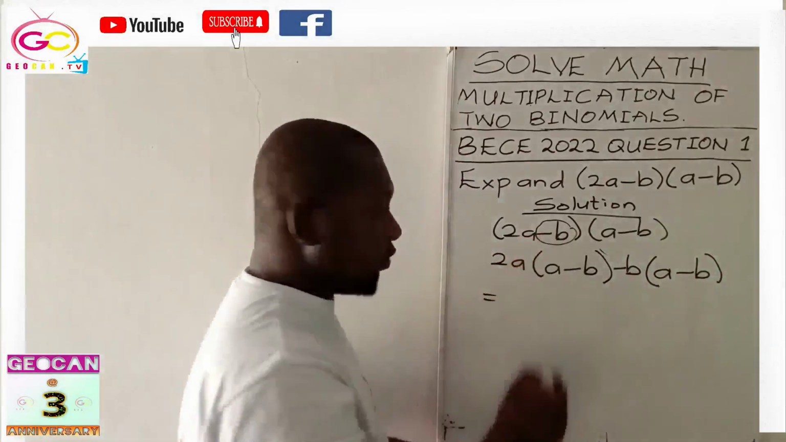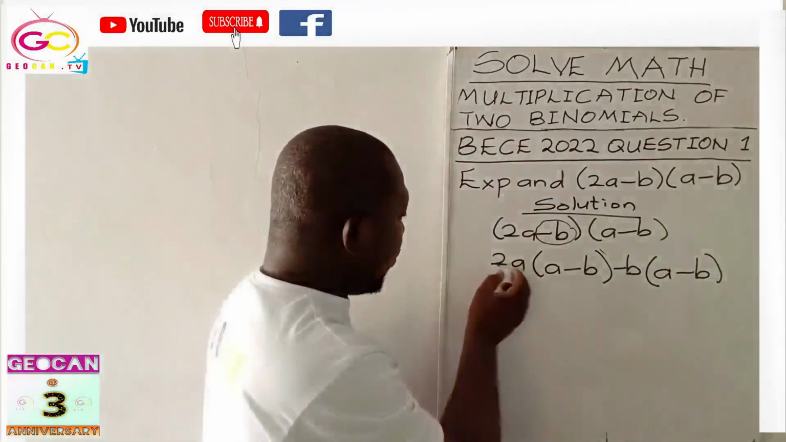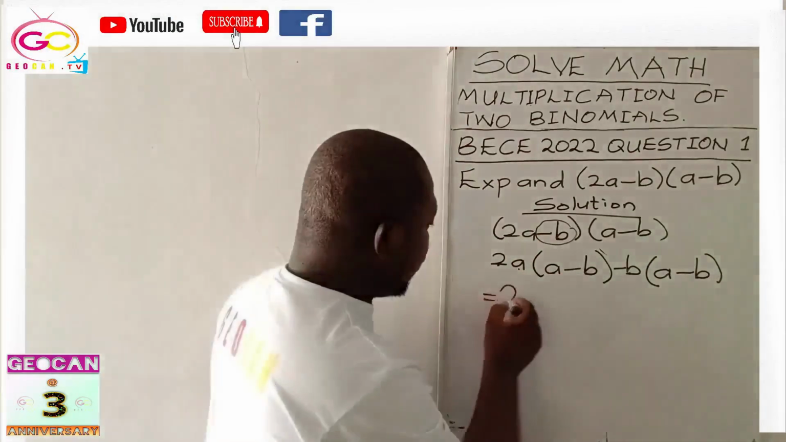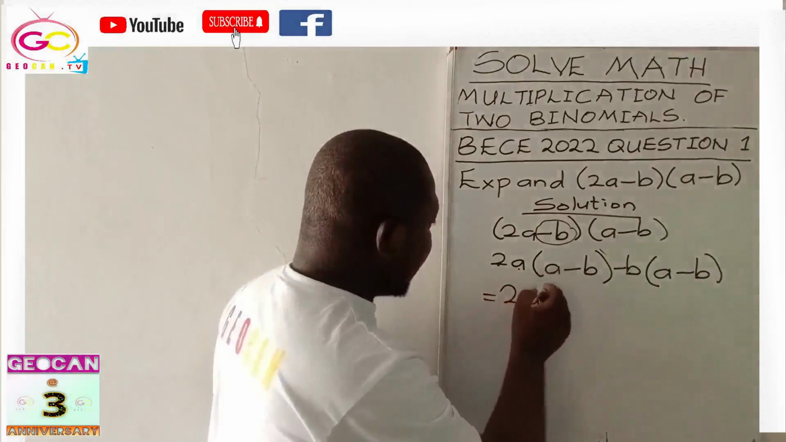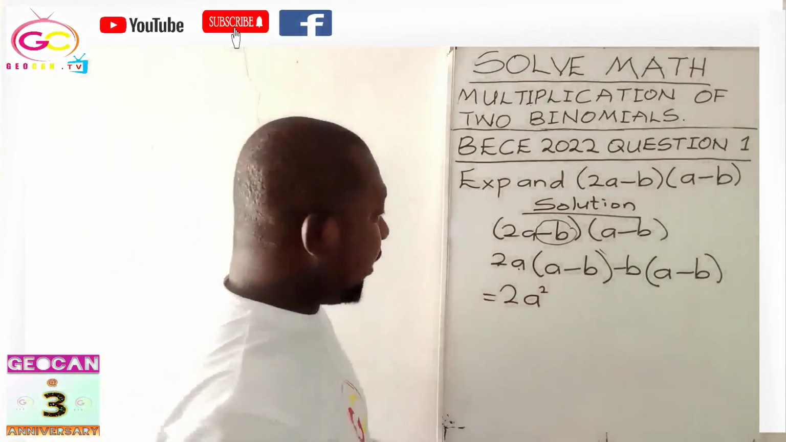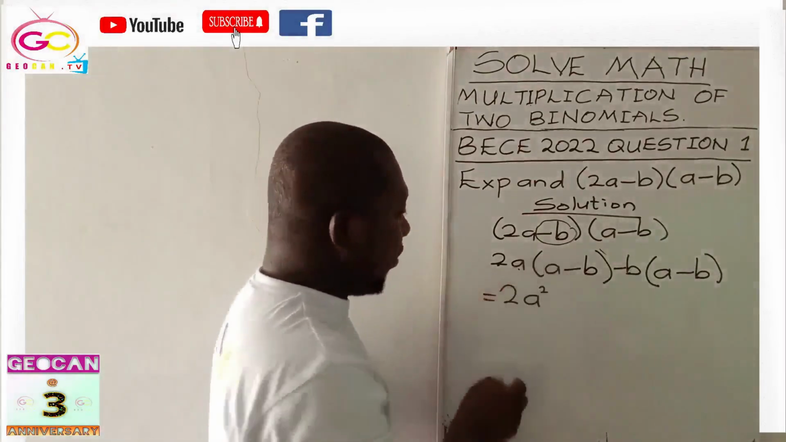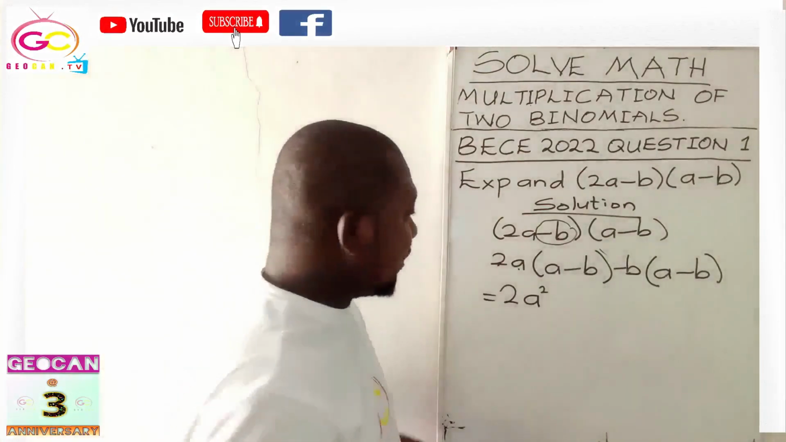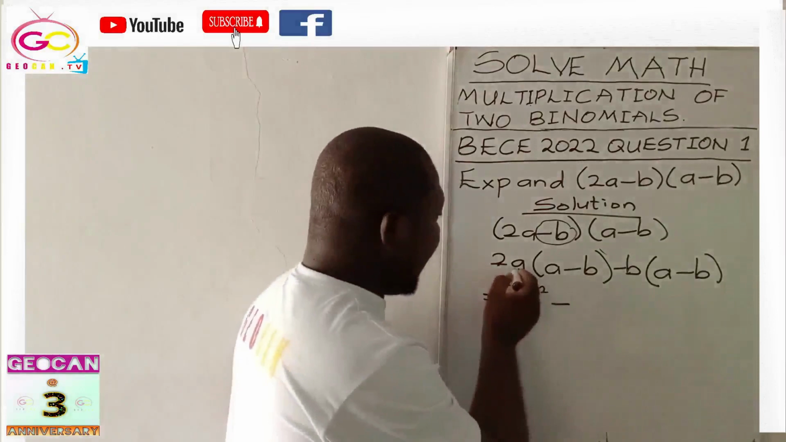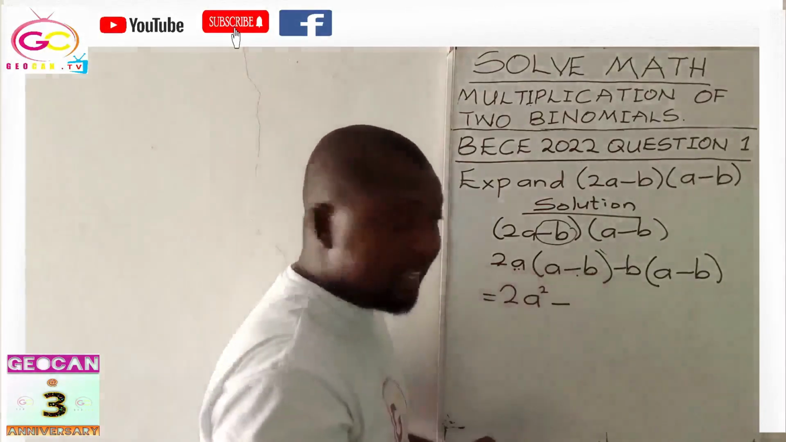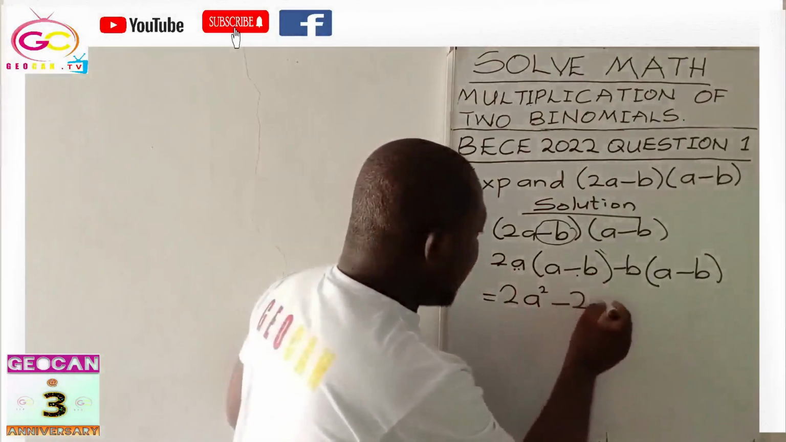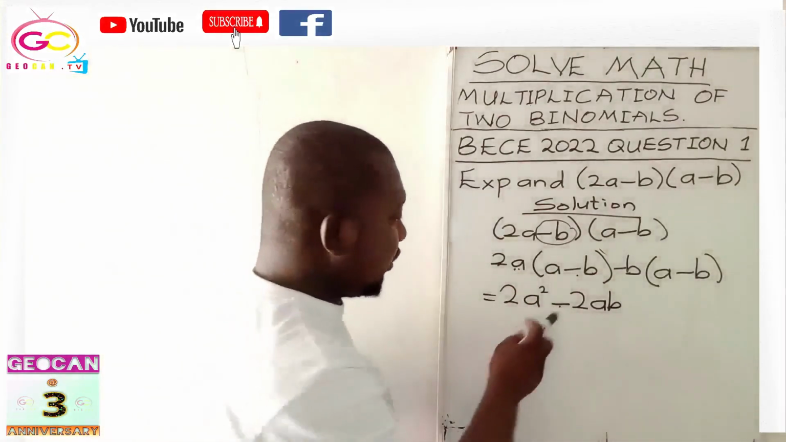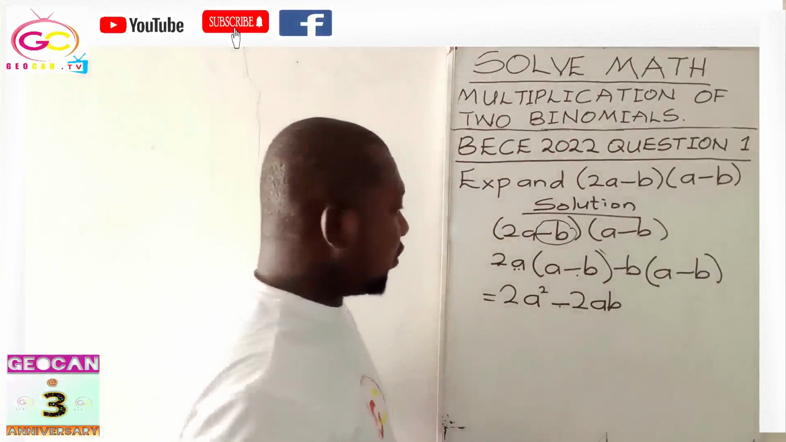Now let's continue and break it down. 2a times a will give us 2a squared. Rules of algebra: this is a raised to the power 1, a raised to the power 1, so you just add the indices, and it gives us 2a squared. Now 2a times negative b will give us minus 2ab. Please, it's minus. Take note of that. It's so critical.